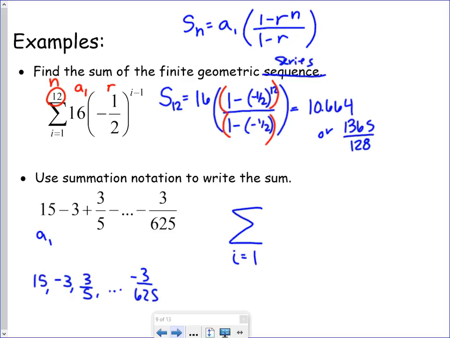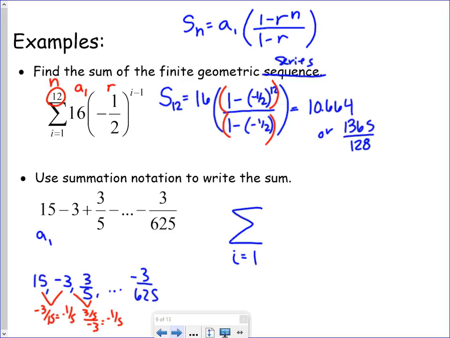So I really have to figure out what term that -3/625 is. So I'm going to start first by using my common ratio. If I were to do -3 divided by 15, I would come up with -1/5. And that should be the same if I were to do 3/5 divided by -3. And it is also -1/5. So I know my ratio is -1/5. I've got to think about how many terms out this -3/625 is.